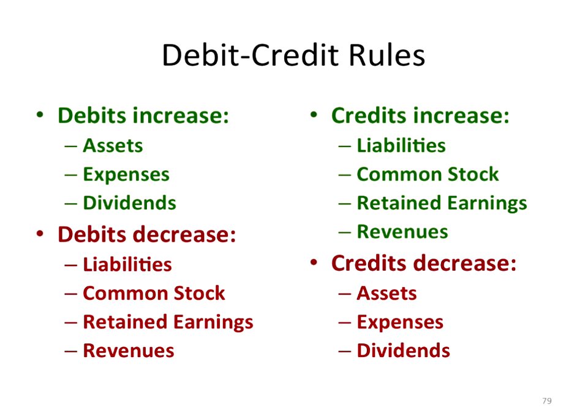Debits increase assets, expenses, and dividends. So to increase an asset, if cash goes up, we're going to debit it. To increase an expense, we're going to debit it. To increase dividends, we're going to debit them. Credits, on the other hand, increase liabilities, common stock, retained earnings, and revenues.